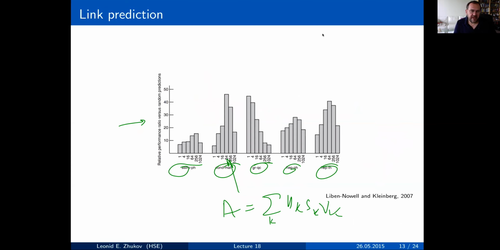And eventually it looks like in many cases they get the best performance. Here is the best performance, here is the best performance, here is the best performance, where the dimensionality of the space is around 64. That gives the best performance, except for this data set, where for whatever reason, the lower the subspace you go, the better.